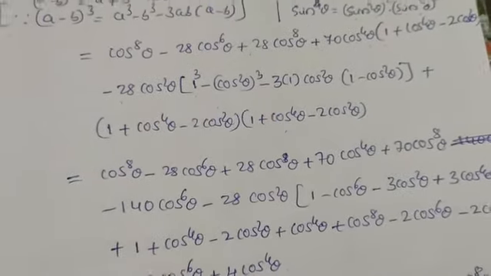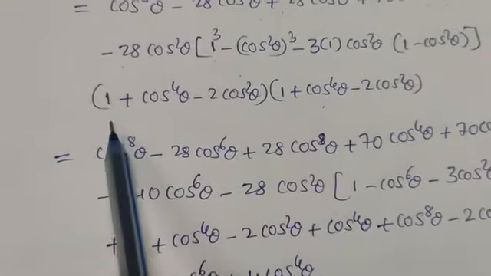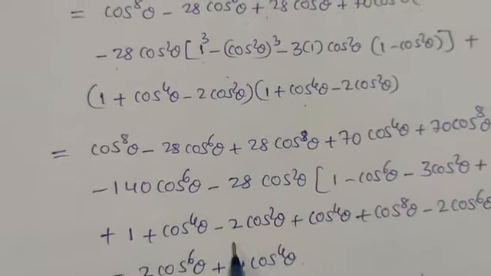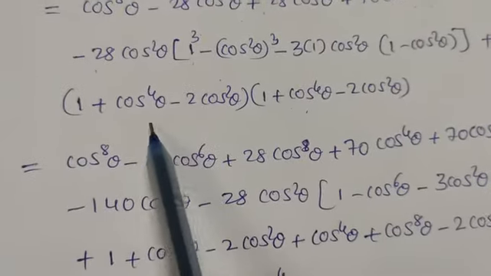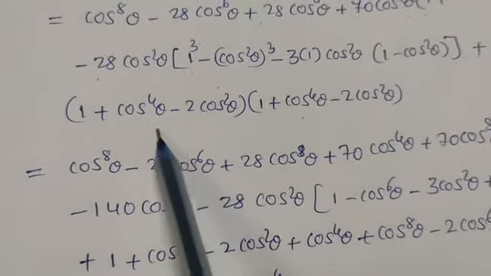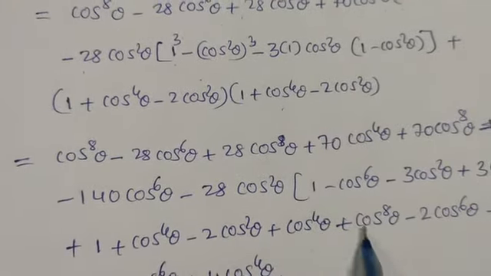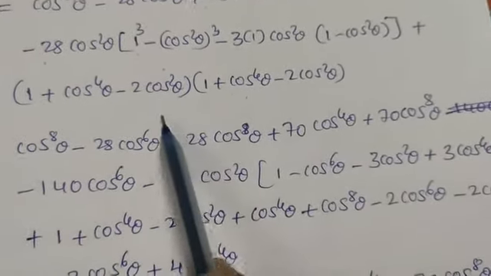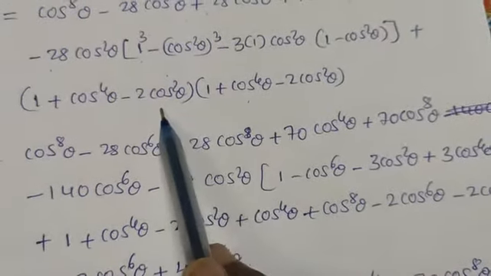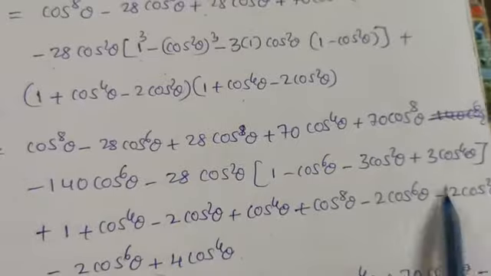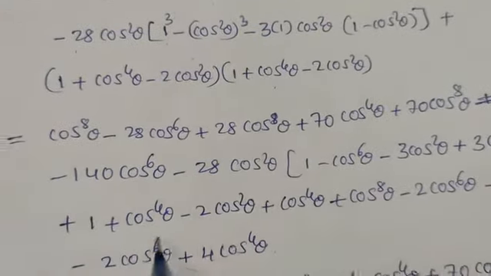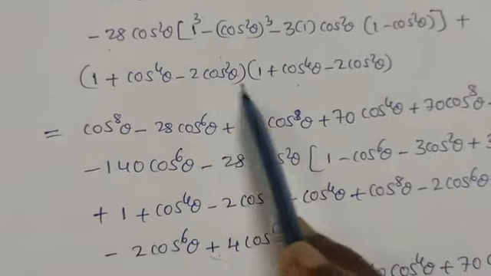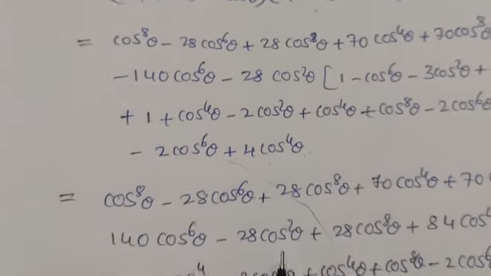Then plus here what you have to do is multiply these two brackets. 1 into 1 is 1, 1 into cos raised to 4 theta is cos raised to 4 theta, 1 into minus 2 is minus 2 cos square theta as it is, plus cos raised to 4 theta into 1 is cos raised to 4 theta, and cos raised to 4 into cos raised to 4 is cos raised to 8, and cos raised to 4 into 2 is minus 2 cos raised to 6 theta. Then minus, again you have to multiply this bracket with minus 2 cos square theta, that is minus 2 cos square theta, and minus 2 into 1 is minus 2 cos square theta, cos raised to 2 into cos raised to 4 is cos raised to 6 theta, minus into minus again plus, 2 into 2 is 4, cos square into cos square is cos raised to 4 theta.